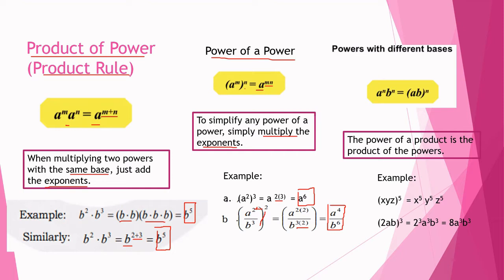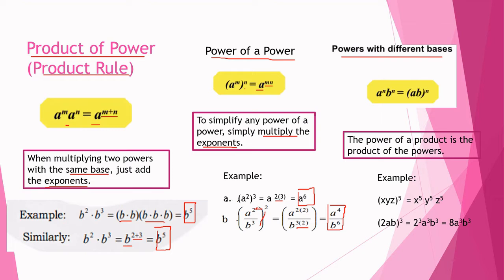Next, power of a product, or power with different bases. For any numbers a and b raised to n, a raised to n times b raised to n is equal to the quantity of a times b raised to the n. The power of a product is the product of the powers. For example, the quantity of x, y, z raised to the fifth power is equal to x to the fifth, y to the fifth, z to the fifth.